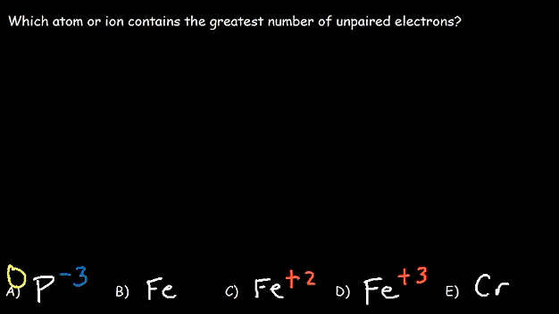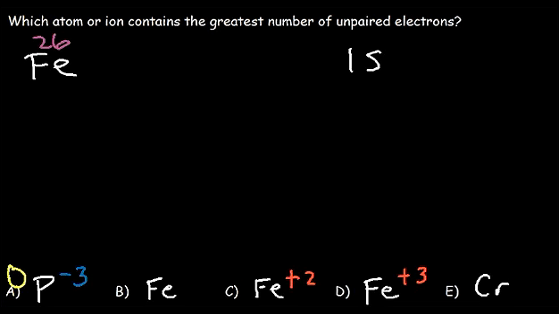Now what about Fe, iron metal? How would you write the ground state electron configuration and also the configuration using noble gas notation in order to determine how many unpaired electrons it has? So Fe has an atomic number of 26. We don't have to worry about the mass number.